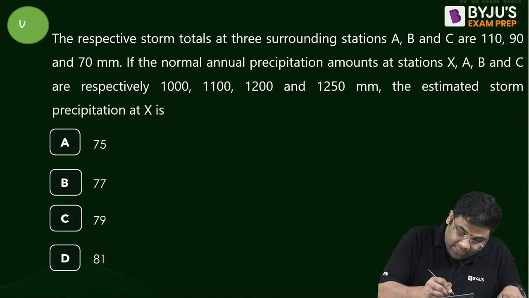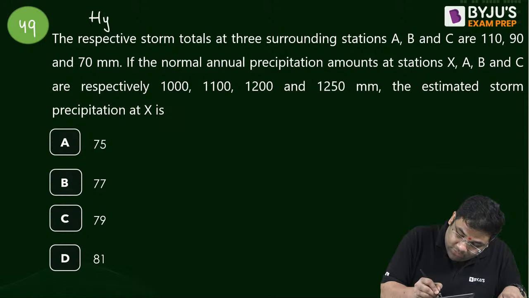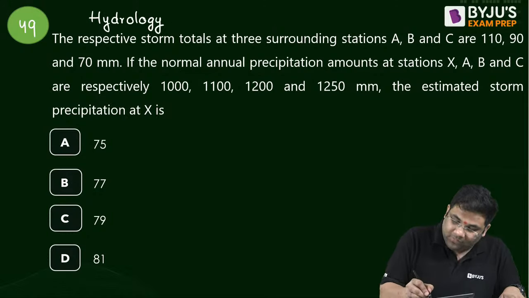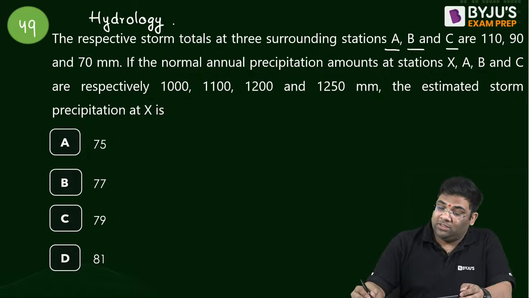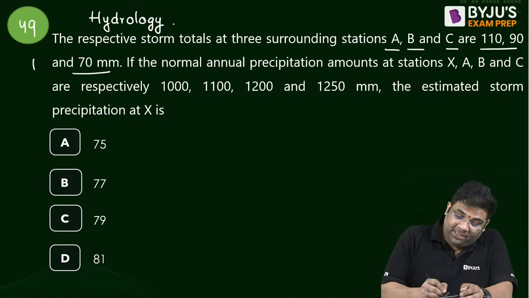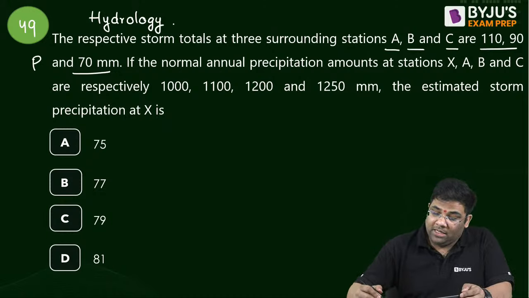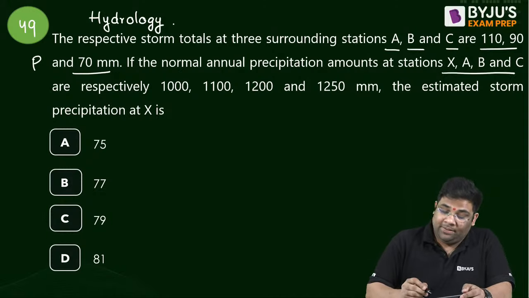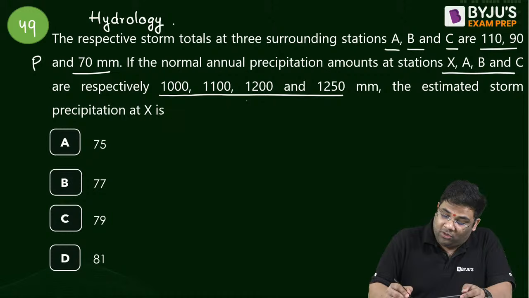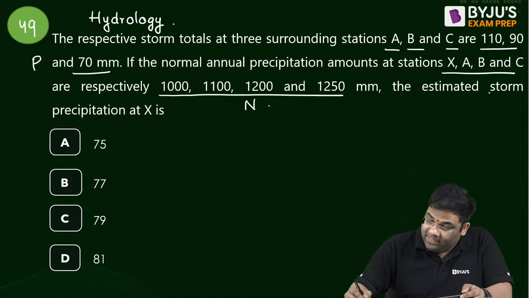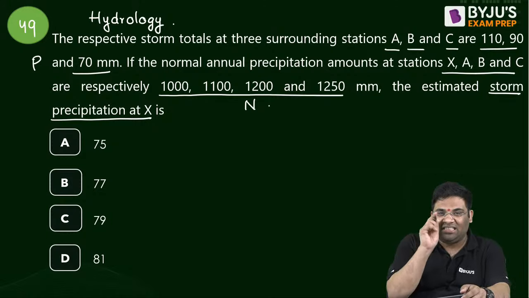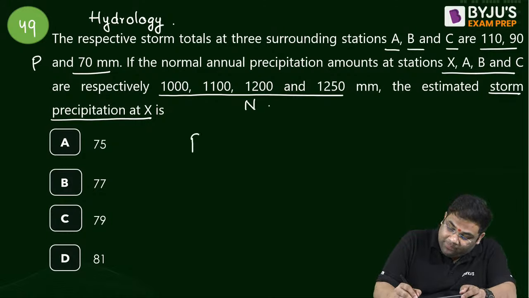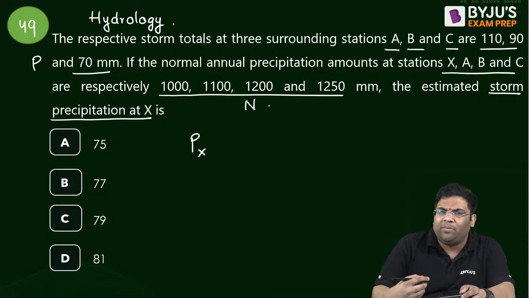Next question, 49. Hydrology, normal ratio method. Please answer this. In the normal ratio method, we have 3 stations whose rainfall we know. These are the P. The normal annual rainfalls of X, A, B, C are these. The estimated storm precipitation at X is asked. X is that missing station. They're asking the P of X. Now how do we find the P of X?